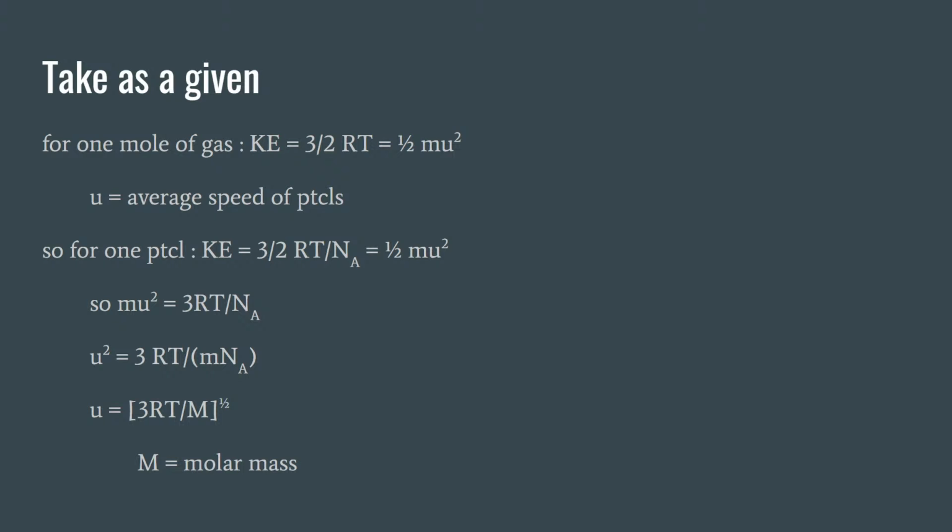So you rearrange slightly. We're starting to do algebra. Multiply both sides by 2 to get rid of the fractions, and you have mu squared is equal to 3RT over Avogadro's number. Divide both sides by mass, you get 3RT over m times Avogadro's number. Now, the thing is, the mass of the particle times Avogadro's number gives you the molar mass. So once you take the square root, you get the square root of 3RT divided by molar mass.